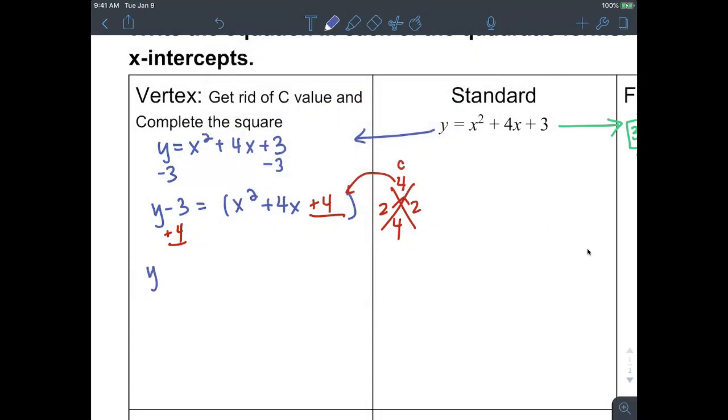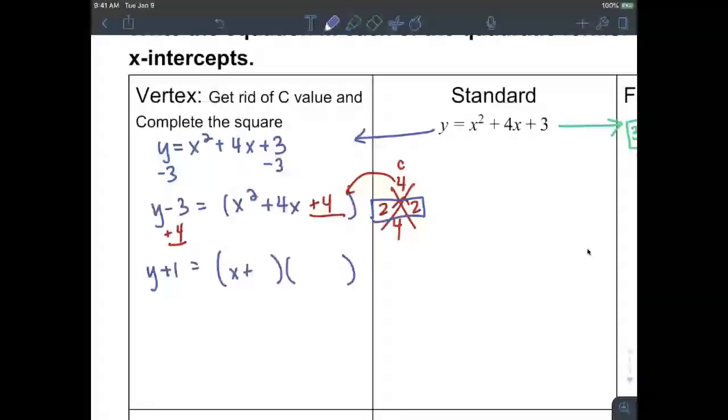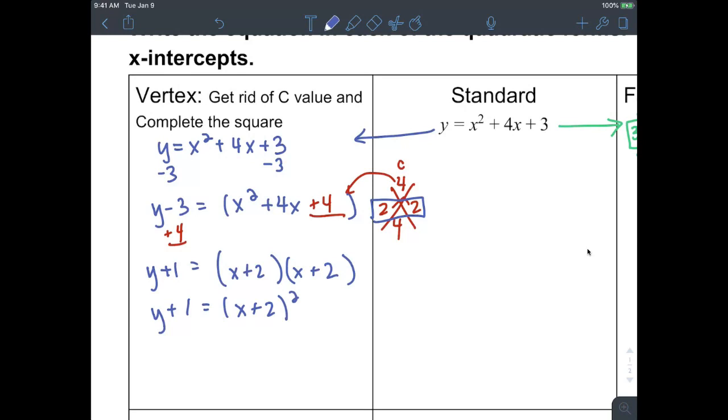So y plus 1 is equal to, what does x squared plus 4x plus 4 factor out to? So x, what times what? You can see it in the big X. This is x plus 2 times x plus 2. Or you can write that in one step as x plus 2 squared. We're going to subtract 1. So we get y is equal to x plus 2 squared minus 1. Bonus, you get to see the vertex.